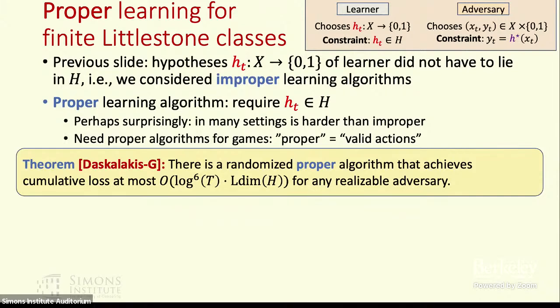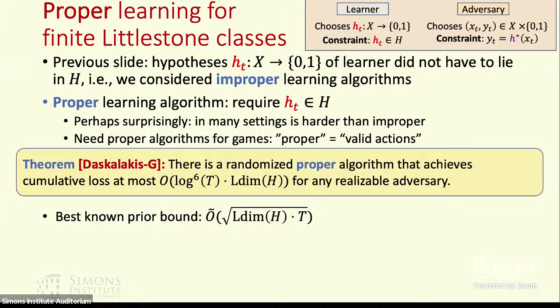Recall for improper learning algorithms, in the previous slide, the loss bound, the mistake bound, was just Littlestone dimension. Here we get a bound which is a little bit worse. It's off by a polylogarithmic factor in the time horizon. It's an interesting question to see if you can get this all the way down to Littlestone dimension, but it's the first result that gets fast rates for proper learning against a realizable adversary. In particular, the best known regret bound prior to this was on the order of the square root of Littlestone dimension times T. So it basically improves root T down to polylog T.